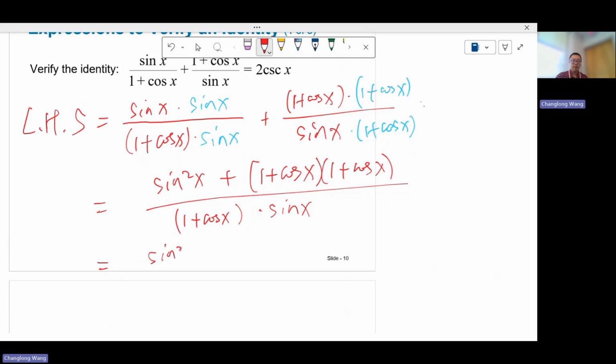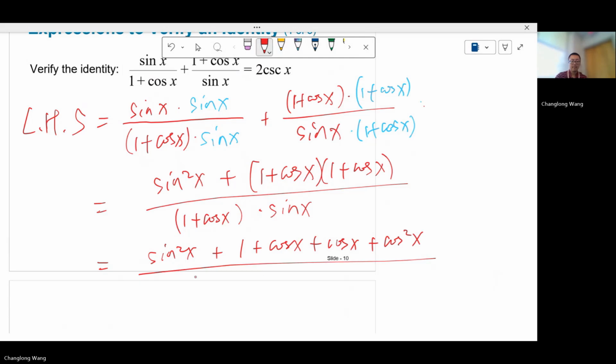So we have sine squared x. Now if I FOIL these, I'll get the first term, which is just 1 times 1. That will give me 1. Then the outer term will be 1 times cosine x, so it will be cosine x. Then the inner term will be cosine x times 1, so it will still be cosine x. And the last term will be cosine squared, all over 1 plus cosine x times sine of x.